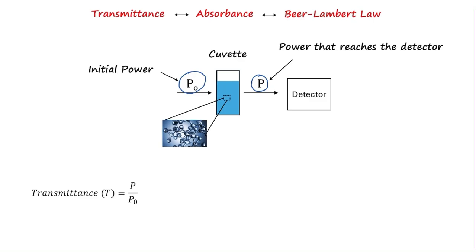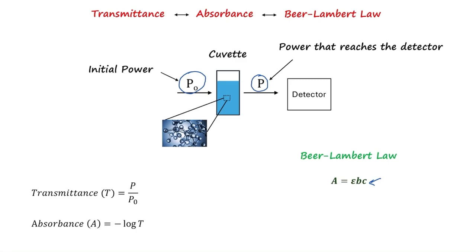While transmittance is a simple idea, it becomes incredibly powerful when we transform it into absorbance, and it's defined as A is equal to negative log of T. Absorbance is preferred in quantitative analysis because it has a direct linear relationship with concentration, and it's described by the Beer-Lambert law. A is equal to epsilon times b times c.